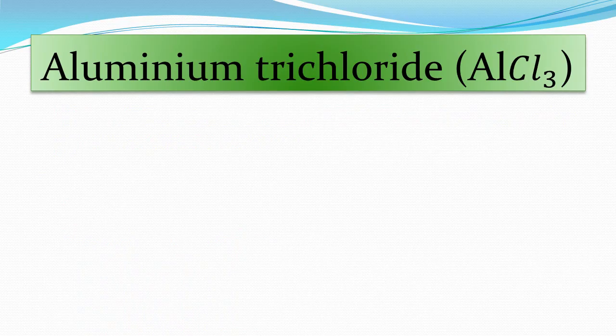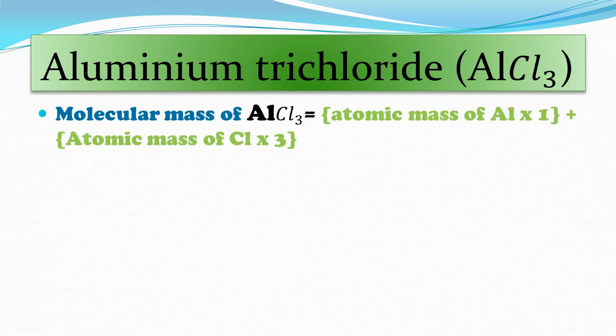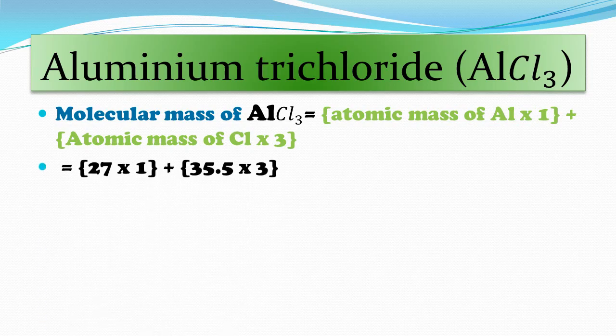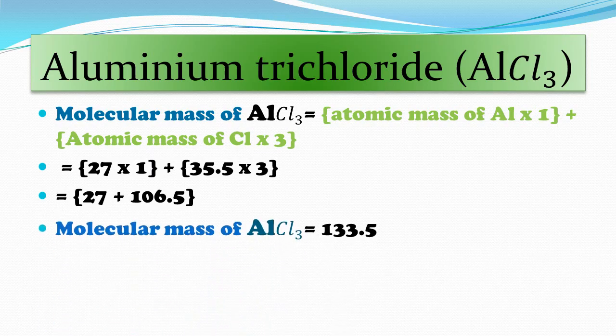Now the next compound is aluminium trichloride, or aluminium chloride. The molecular formula is AlCl3. Here one atom of aluminium and 3 atoms of chlorine are there. So the molecular mass of AlCl3 will be the atomic mass of aluminium multiplied by 1 plus the atomic mass of chlorine multiplied by 3. The atomic mass of aluminium is 27 and the atomic mass of chlorine is 35.5 multiplied by 3. So it is 27 plus 106.5, which equals 133.5. So the molecular mass of AlCl3 is 133.5.